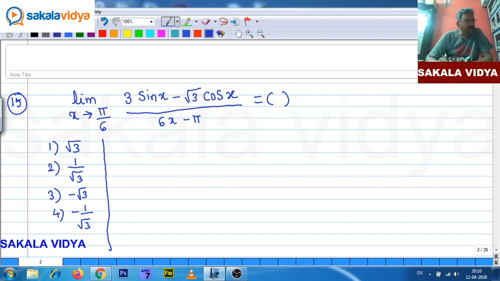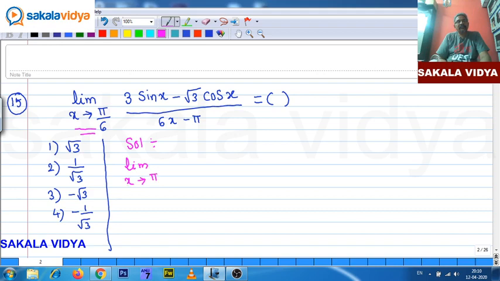In this problem also, I could remember, actually you asked about the sandwich theorem. So the problem: limit x tends to pi by 6, (3 sin x minus root 3 cos x) by (6x minus pi). Solution, let us see. Limit x tends to pi by 6.